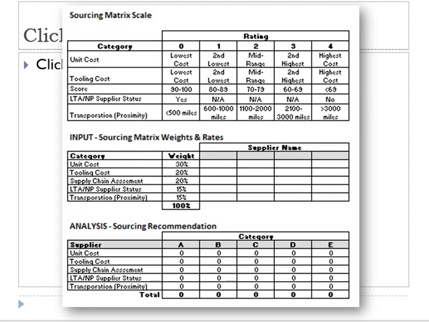Then whether they are a long-term agreement award winner, that was a yes or a no. So we gave preference to those that we have long-term agreements with. And then proximity. So how far is this product coming from?